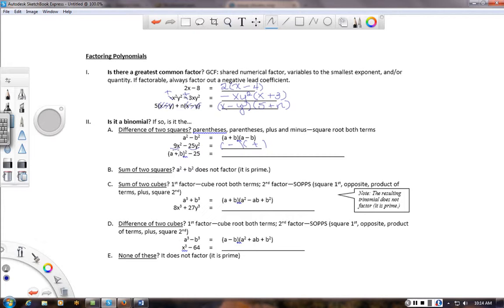Now we'll simply break up 9x squared by taking the square root of this. So that will give us a 3x as our first terms. The second one, of course, is 25y squared. So that will give us a 5y.